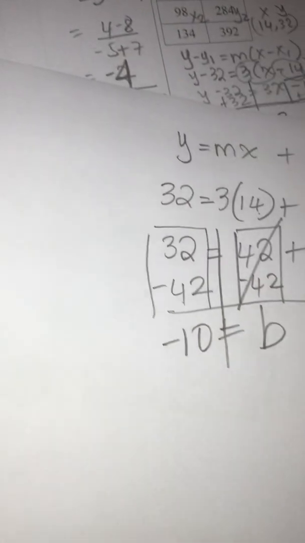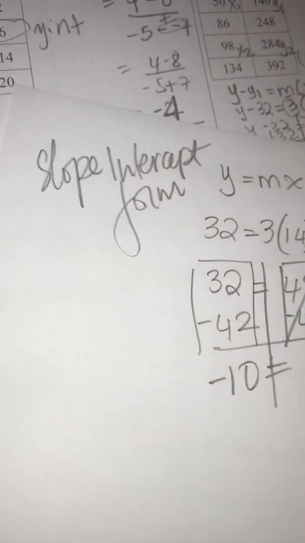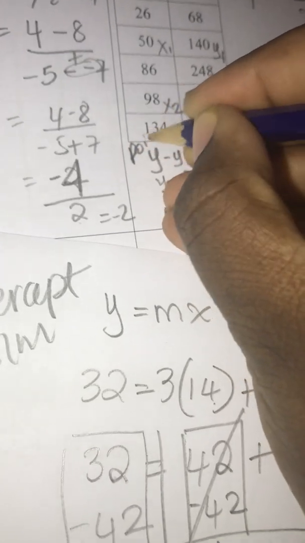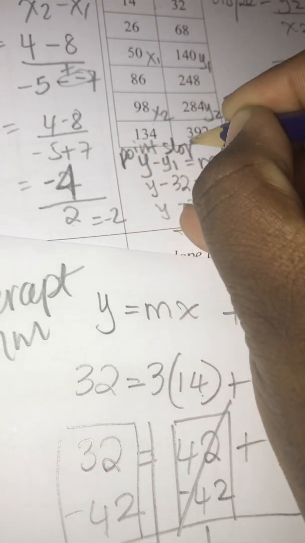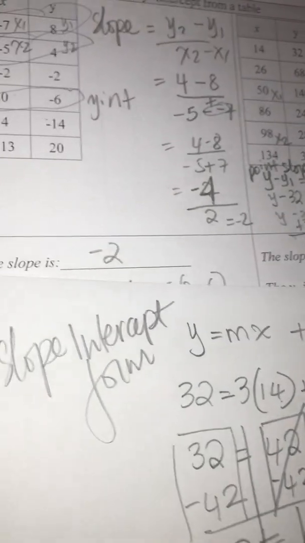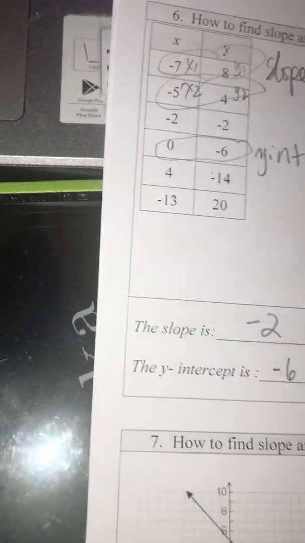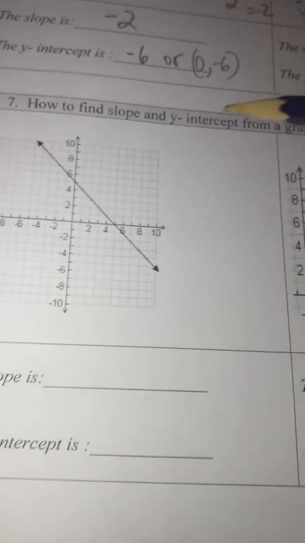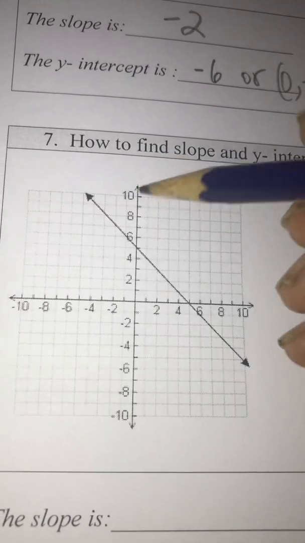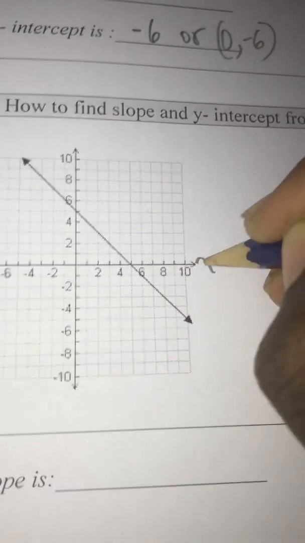So you can either use slope intercept form, or you can use point slope form. It's up to you. You make a decision, by yourself. Okay. Now, how do you find slope and y-intercept from a graph? You just go here. Make sure you've labeled.